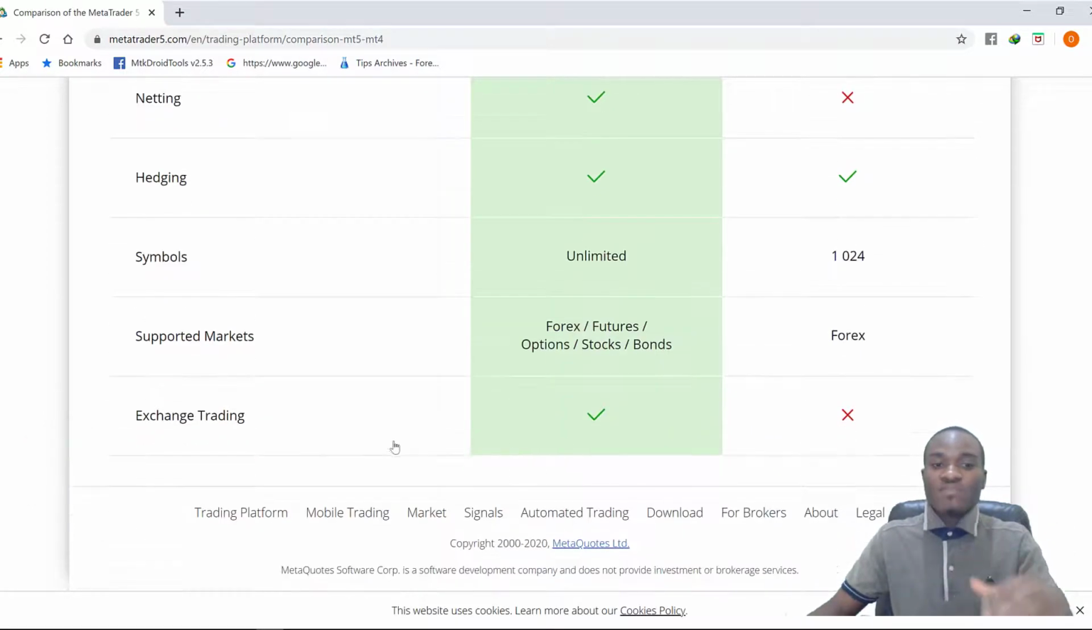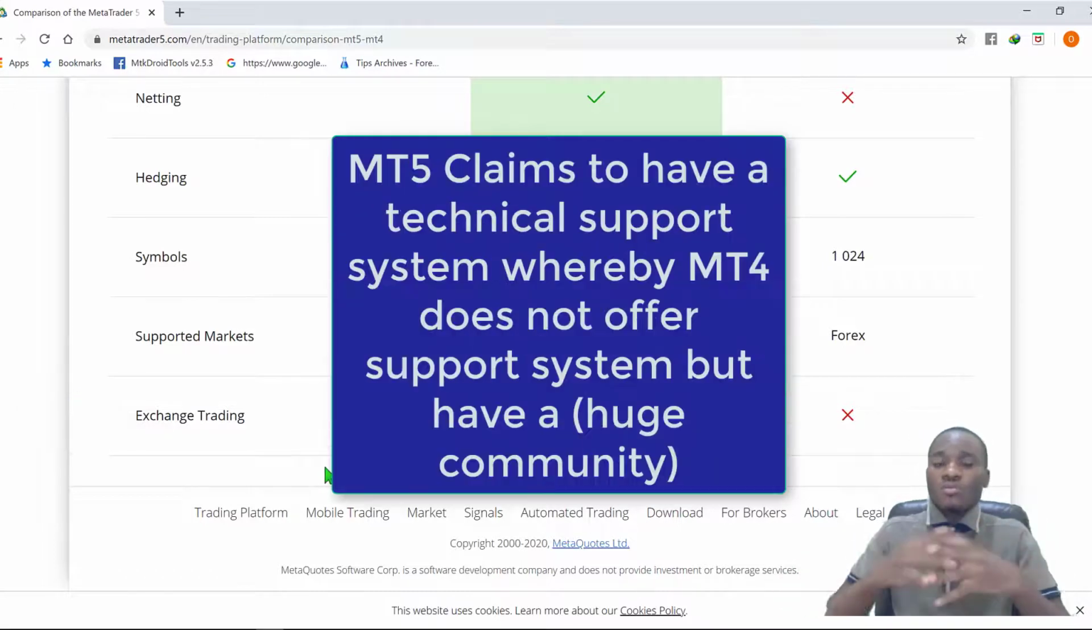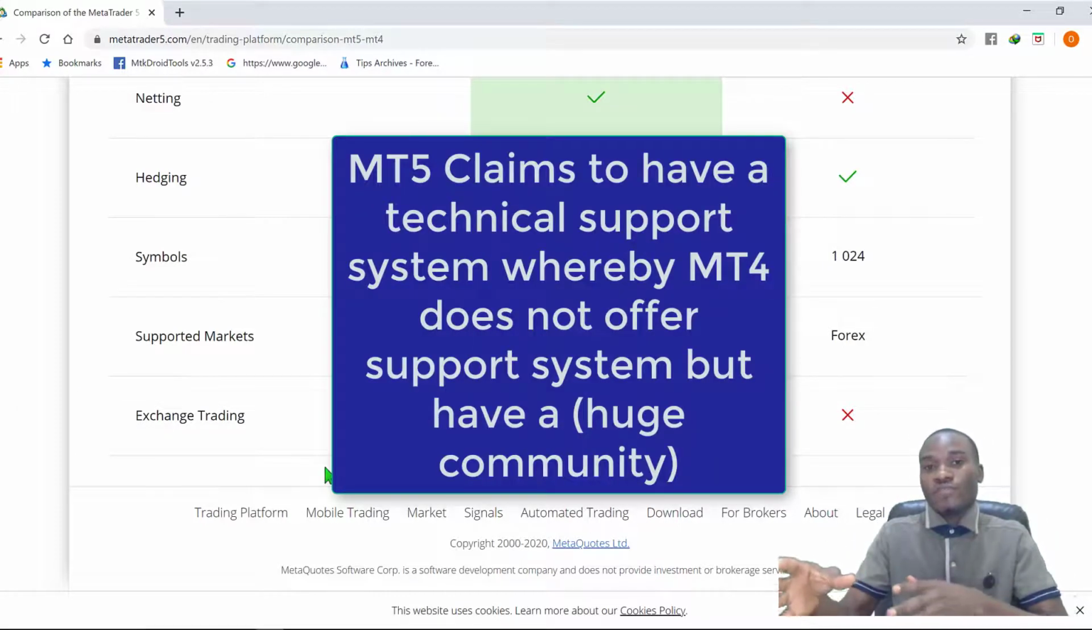And then right here we have the exchange trading system, which supports exchange markets offering stock, futures, bond, and option trading. On the Metatrader 5 you have the option for that, whereas on the Metatrader 4 you don't. Then we can see the technical support system. Metatrader 5 claims to offer technical support, whereas on Metatrader 4 there is no technical support, but it has a huge community where you can ask people questions whenever you have technical issues.